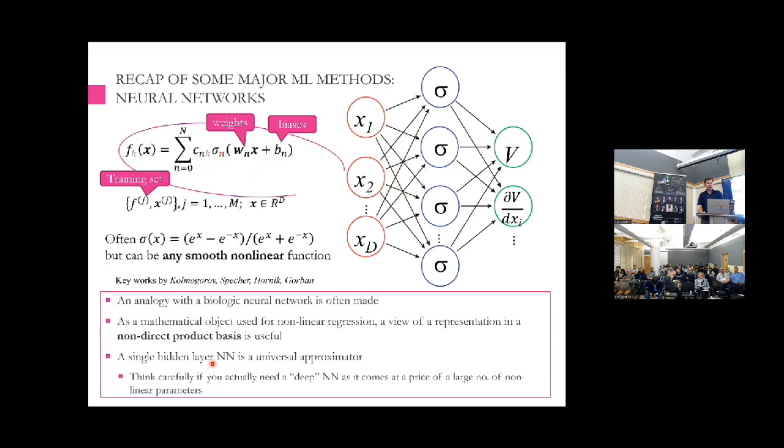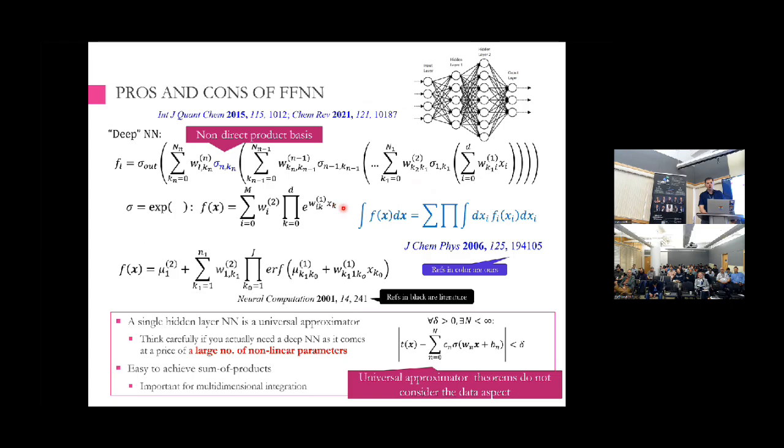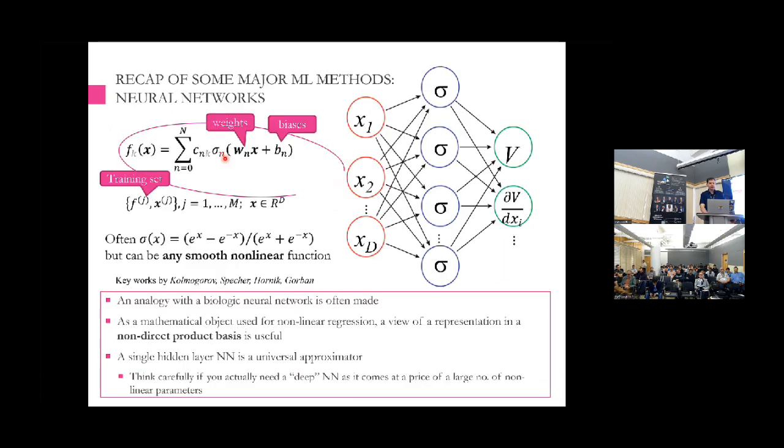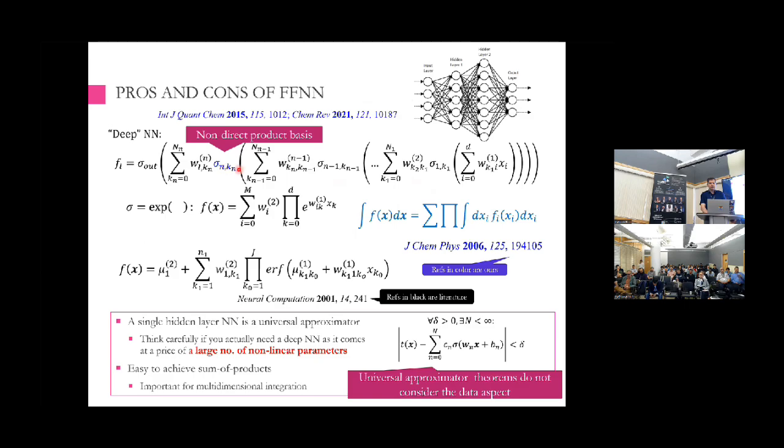And it's important to remember that a single hidden layer NN is a universal approximator, and you need to think carefully if you actually need a deep or multi-layer neural network, because those come at the cost of a very large number of nonlinear parameters, and very many nonlinear parameters means dangers of overfitting. So this is a nasty thing. The multi-layer NN could then be expressed in the same kind of ideology as this kind of Russian doll type nested expansion, where you can still view the outer nonlinear layer of neurons as a definition of a non-direct product basis.